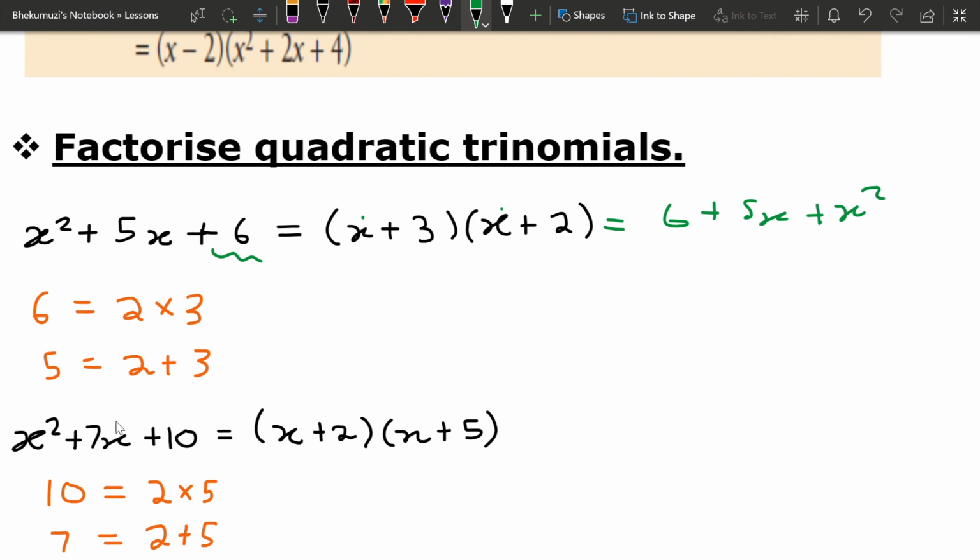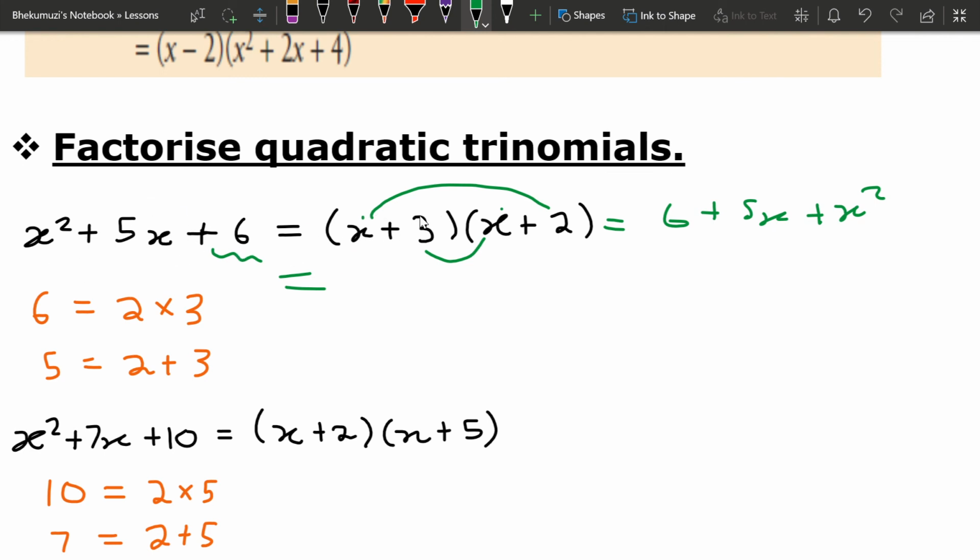But then the 3 and 2, we say it's plus 3, because plus 3 times plus 2 would give us plus 6. And also at the same time, plus 3 times x would give us 3x, but also x times 2 would give us 2x. So when we expand this, then we would have 3x plus 2x, which gives us 5x, and that's why we would have x squared plus 5x.